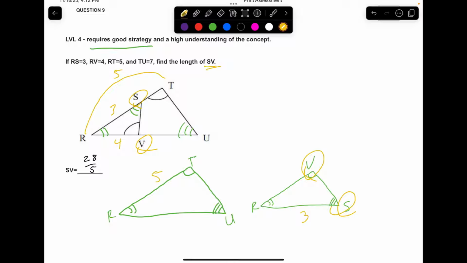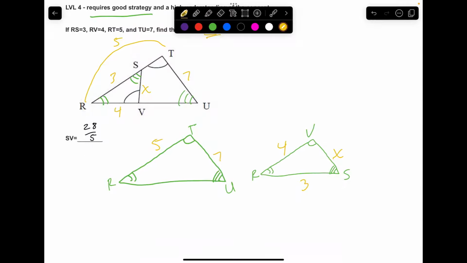So we have to make sure that the sides switch positions. That means these sides are going to flip-flop. So RS is 3, RV is 4. Okay, TU is 7. Find SV, SV is X. Do I now have something to work with? And the answer is yes.